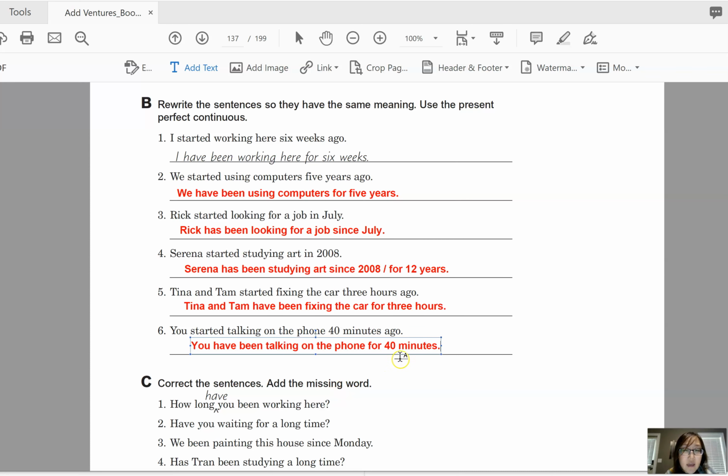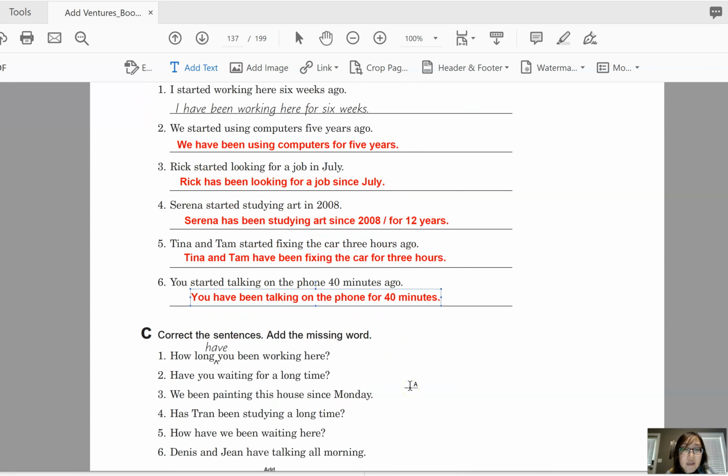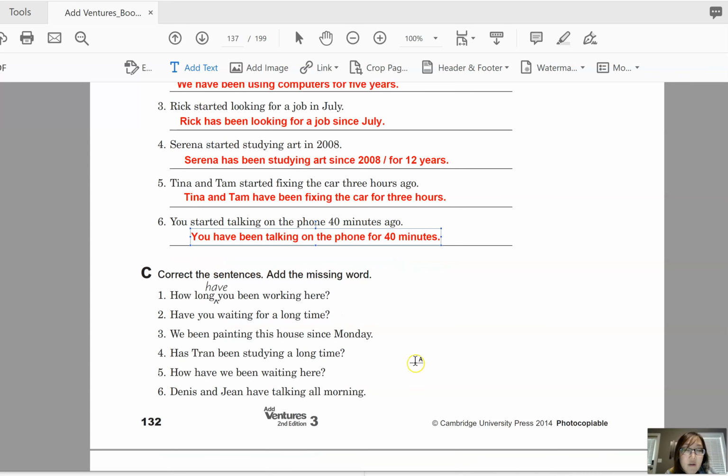Okay. So let's move on to exercise C. Correct the sentences. Add the missing word. So let's look at number 1. How long you been working here? So obviously something's missing. We have to include have. How long have you been working here?